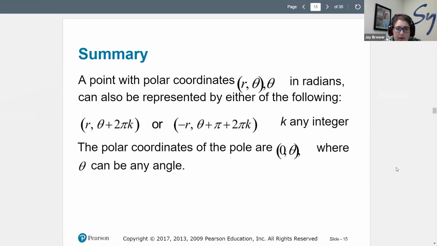So the summary here is just basically telling you that you can have either R and then theta plus 2 pi k, or R negative and then theta plus pi plus 2 pi k. K being any integer, and the coordinates of the pole are 0 theta, where theta can be any angle.